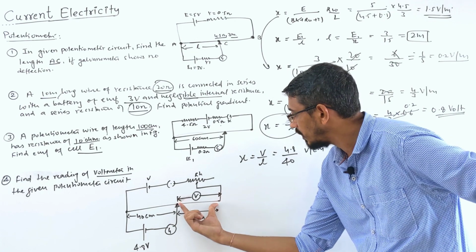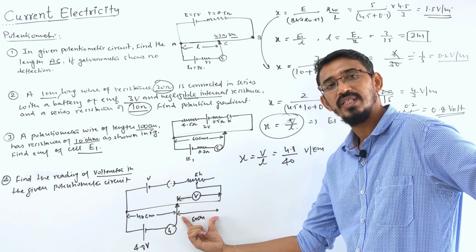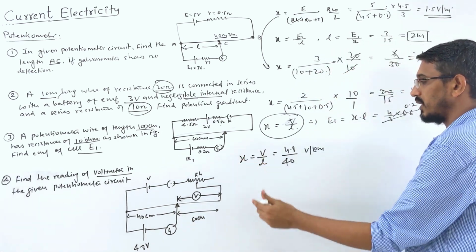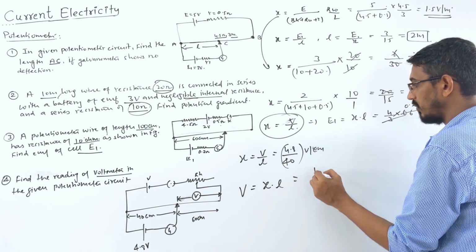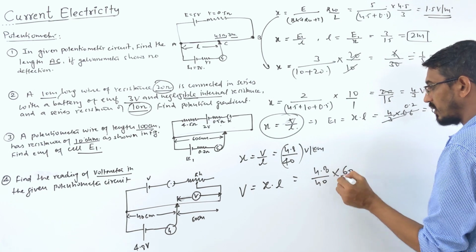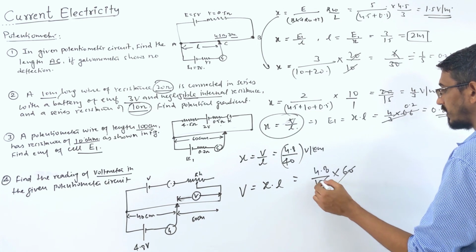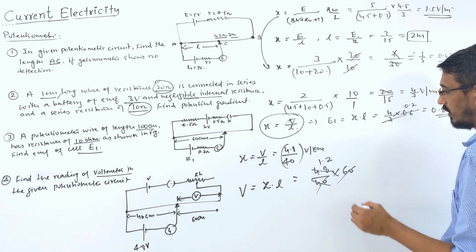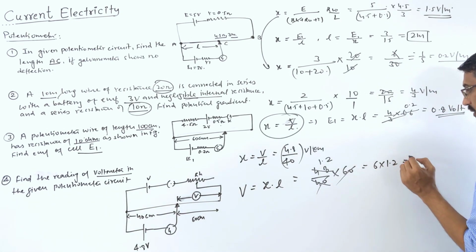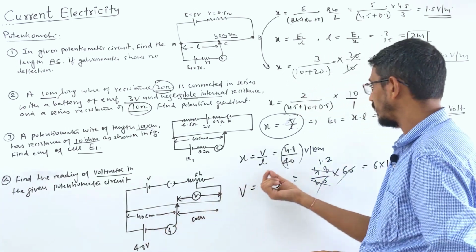Then they're asking what's the potential in this much length? Because voltmeter is connected from here to here. Okay, 60 centimeter. So this formula only, just reverse it. Again, potential you want to find, what's potential gradient into length. Potential gradient is this much, 4.8 by 40 into new length is 60. Correct? Okay, you can simplify this. So this goes 1.2 times. Correct only? Okay, so 6 into 1.2, how much? 7.2. So this is volt.